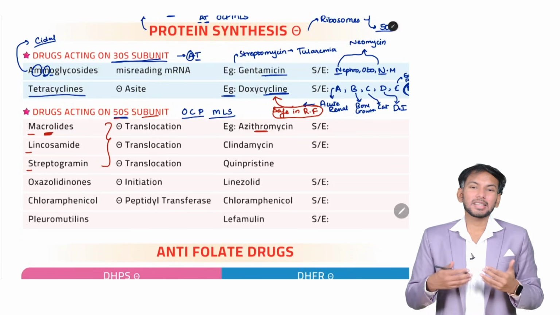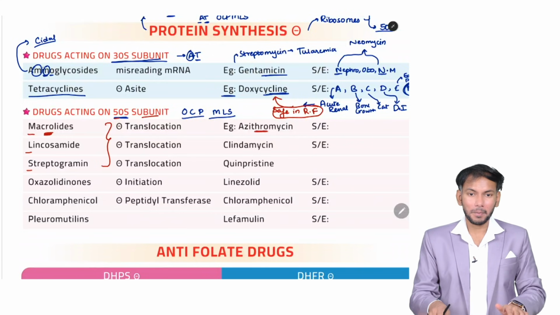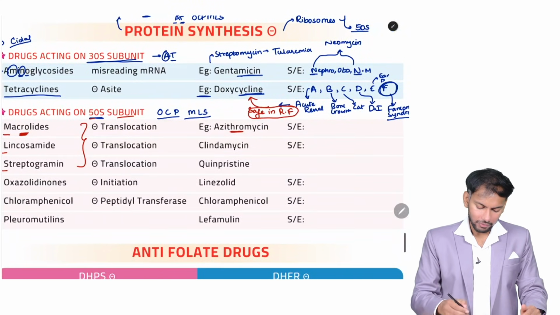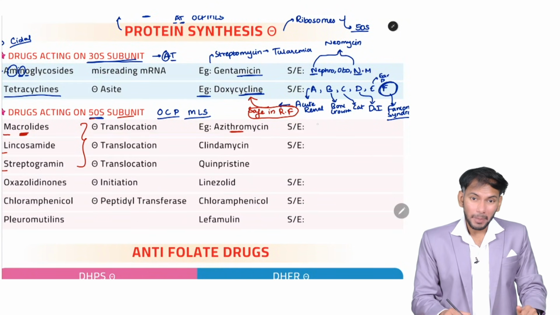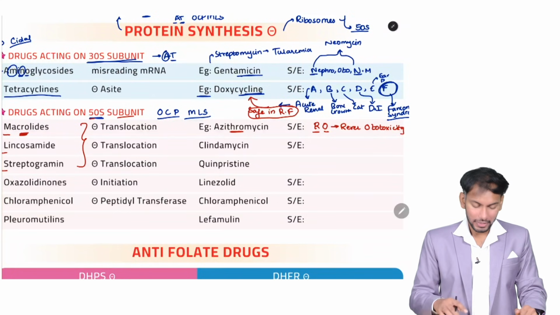Now, what are the side effects of macrolides? It is given in the name itself. You can see macro. Not everything is important for us. In macro, at least remember R and O. It will cause reversible ototoxicity. This is about macrolides.